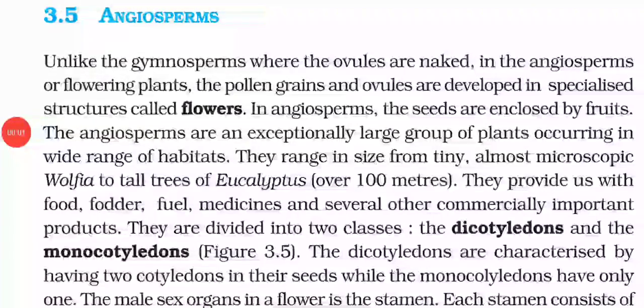Hello everyone, in this video we will learn about angiosperms. Unlike gymnosperms where the ovules are naked, in angiosperms, or flowering plants, the pollen grain and ovules are developed in a specialized structure called the flower. That is why the angiosperms are also known as the flowering plants.